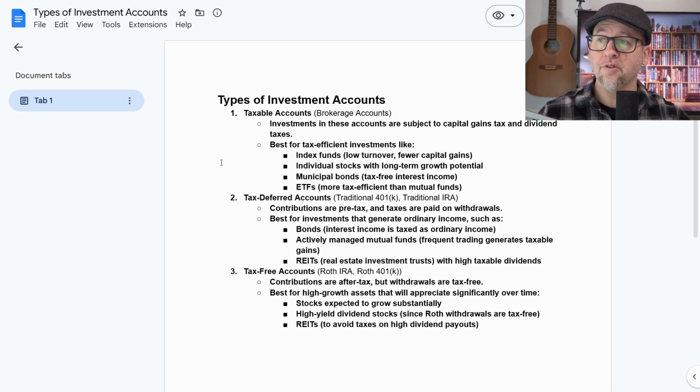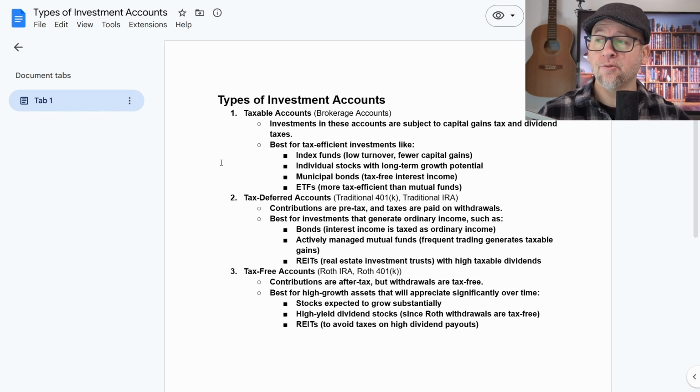Tax deferred accounts, number 2, is more like traditional 401ks and traditional IRAs, individual retirement accounts. Contributions are pre-tax and taxes are paid on withdrawals. Best for investments that generate ordinary income, such as bonds, interest income that is taxed as ordinary income, actively managed mutual funds. Frequent trading generates taxable gains. REITs, real estate investment trusts with high taxable dividends.